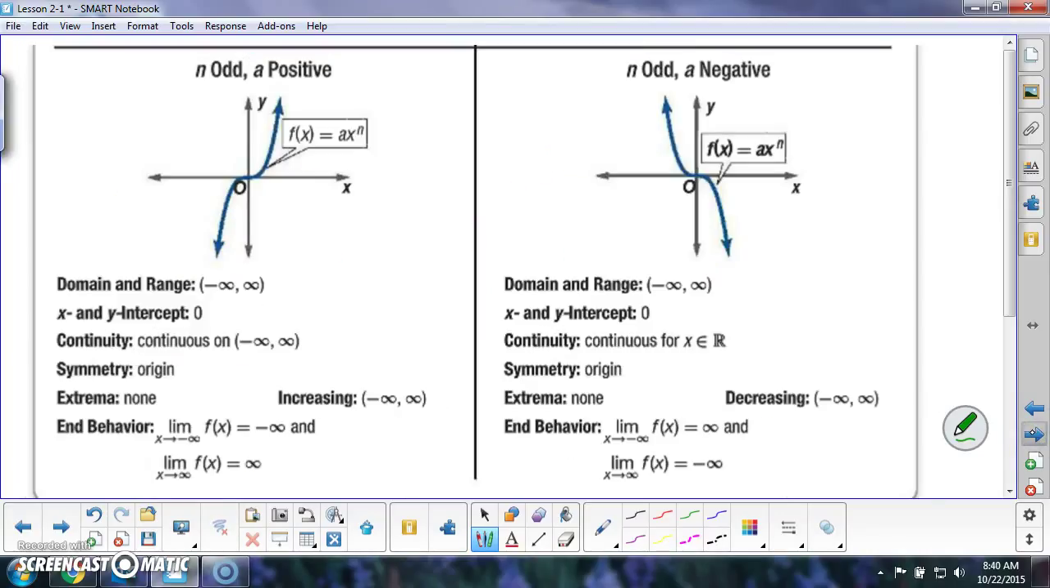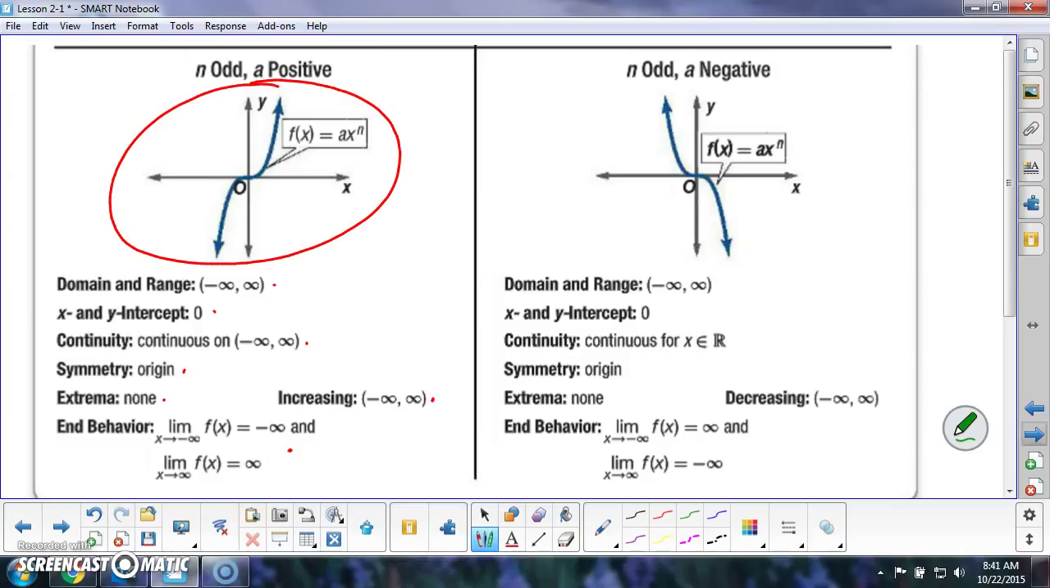Continuing on now, if we have a positive lead coefficient and an odd exponent, the graph's going to look something more like this. I like to call that a disco guy Randy because the right side goes up. And the characteristics are down below. The domain is all real numbers. X and y intercept at 0. It's continuous. There's symmetry of the origin. There's no mins or maxes, no extrema. It's increasing everywhere from negative infinity to positive infinity. And your end behavior is written down here. As you go to the right, it goes up. As you go to the left, it goes down.